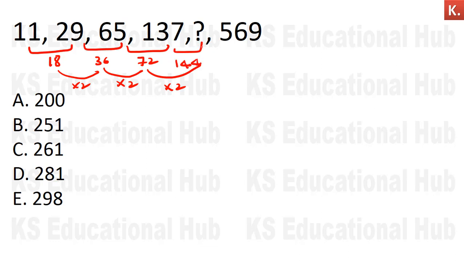144. So add 144 to this value. 7 plus 4 is equal to 11. 1 is here, 1 is carried forward. 4 plus 4 is equal to 8. So 281. Alright, 281. So let's check further.